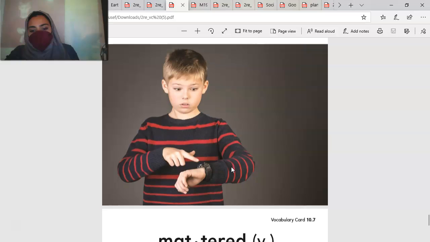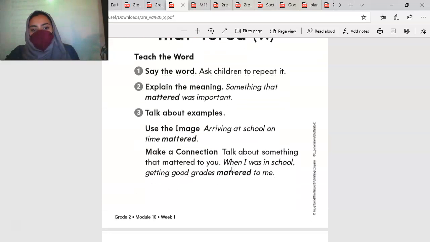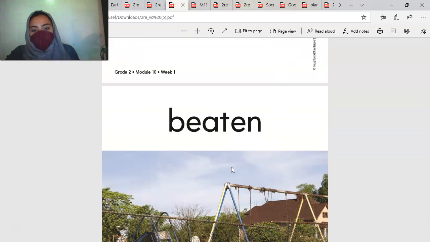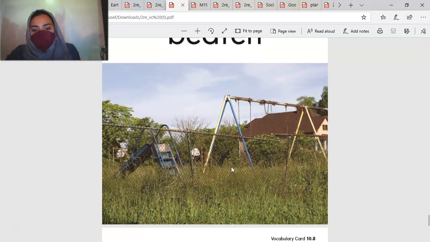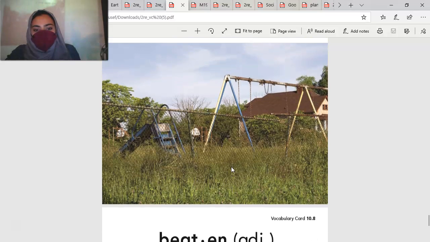Mattered. Something that mattered was important. So arriving at school on time matters. It is important. Beaten. Something beaten up is broken or too old to use. The playground is so beaten up and old that it does not look safe.